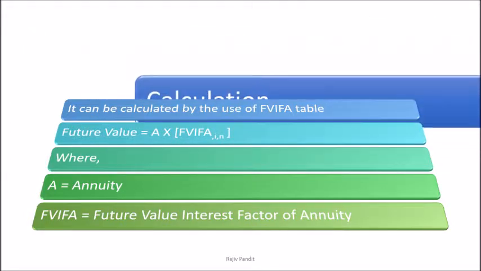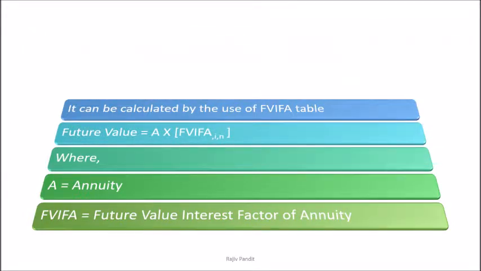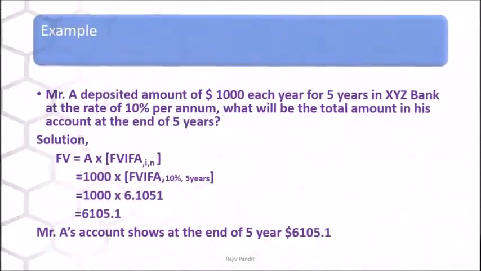It can be calculated by the use of the FVIFA table. Future value equals A times FVIFA in nth year at I%, where A equals annuity and FVIFA equals future value interest factor of annuity. Now let's turn to the calculations. Example: Mr. A deposited an amount of $1,000 each year for 5 years in XYZ Bank at the rate of 10% per annum. What will be the total amount in his account? Let's turn to the solution.